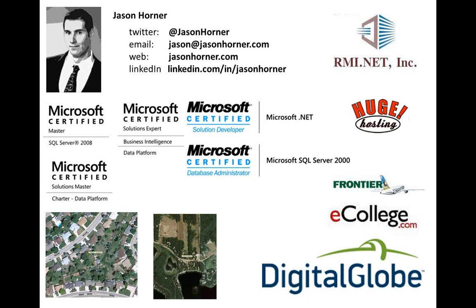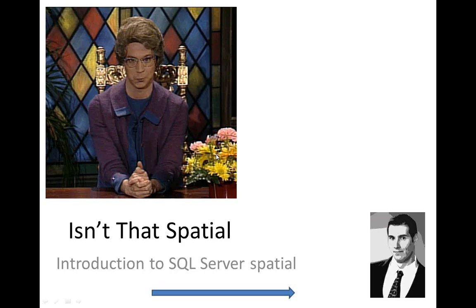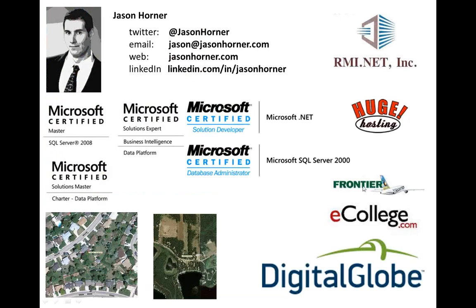So just a little bit about me. Jason Horner, Microsoft Certified Master. Apparently that doesn't transfer over to PowerPoint, as you can see with the crashes. I've worked at a couple of different companies over my career. I'm currently at Digital Globe. We take satellite imagery and make pictures like you see at the bottom. The picture on the left here is a picture of my house from Google Maps using our Digital Globe imagery. And the picture on the right is our family farm in Minnesota.